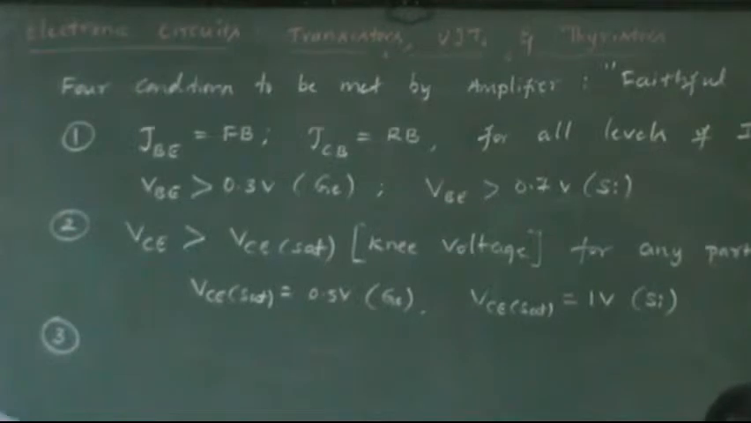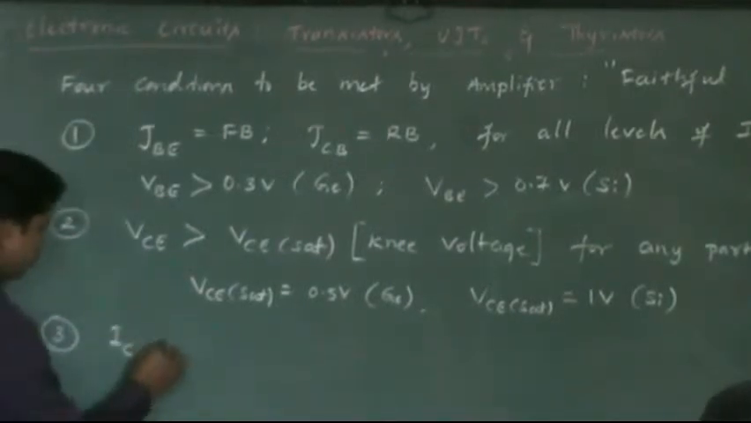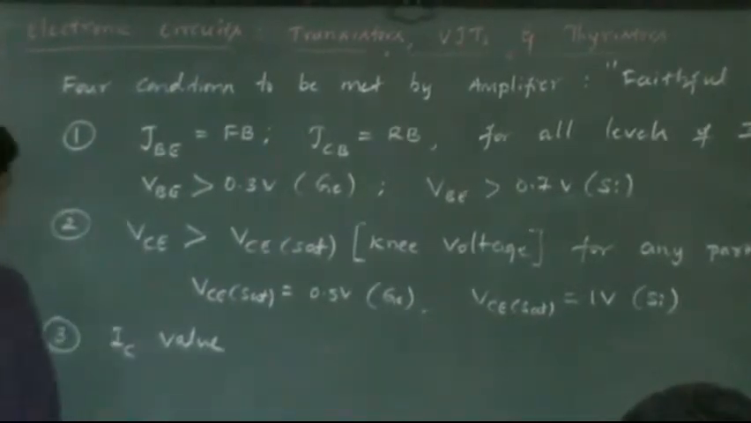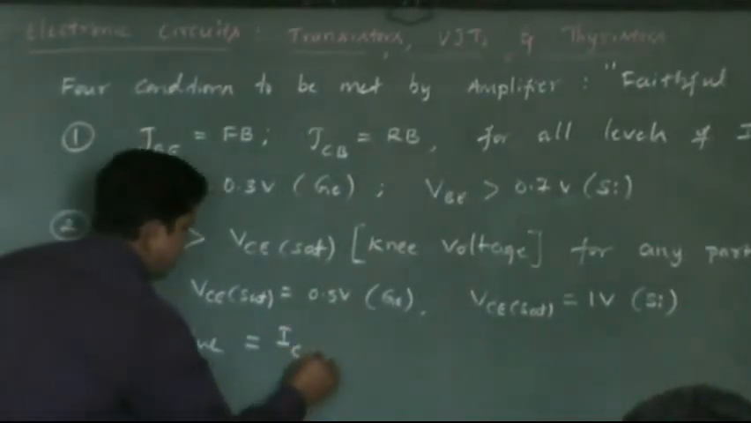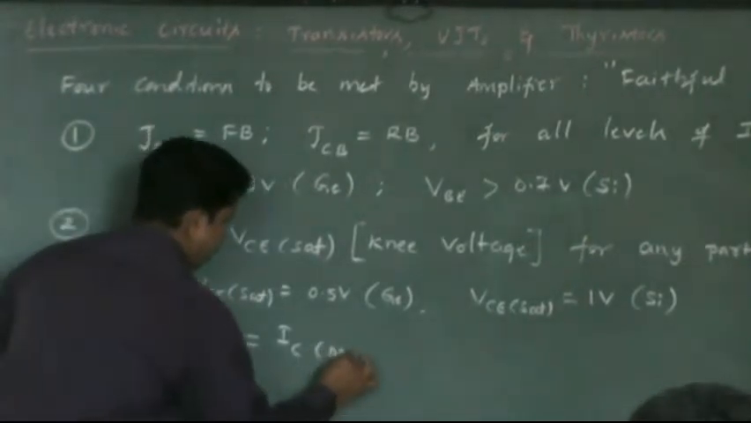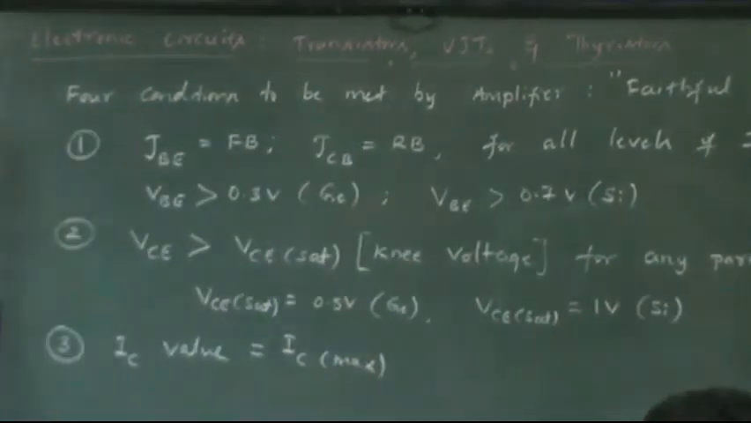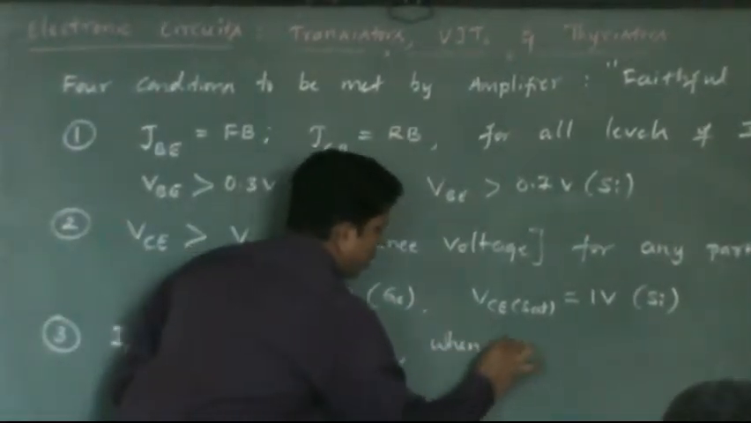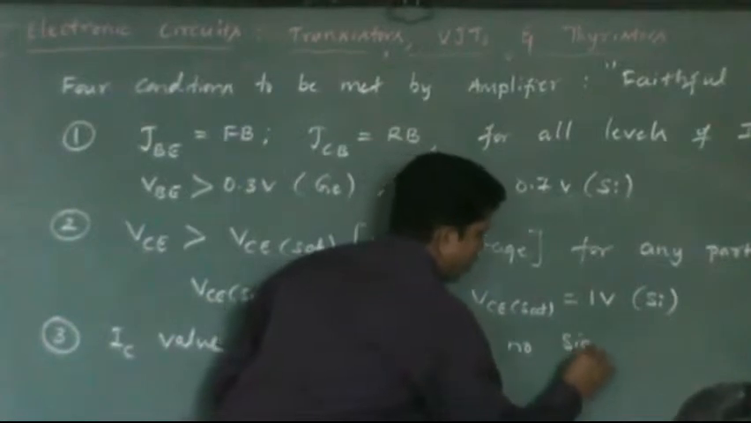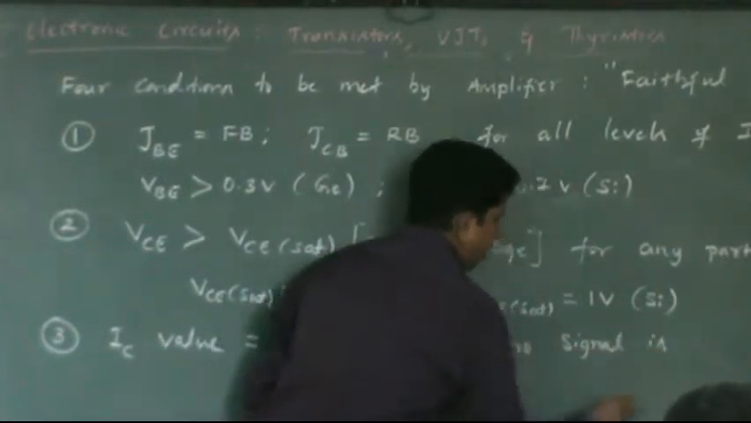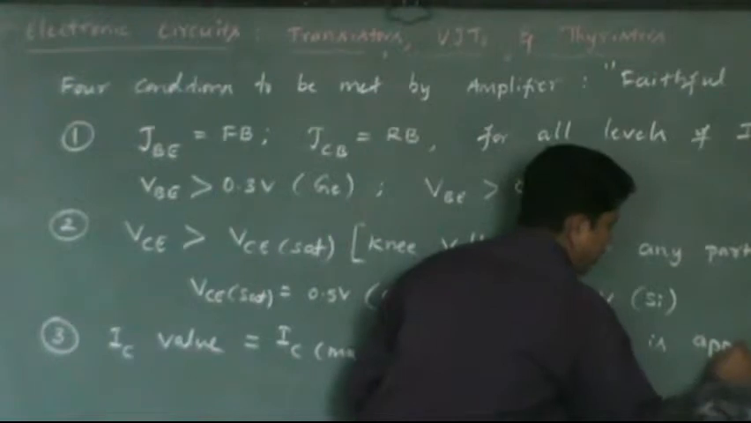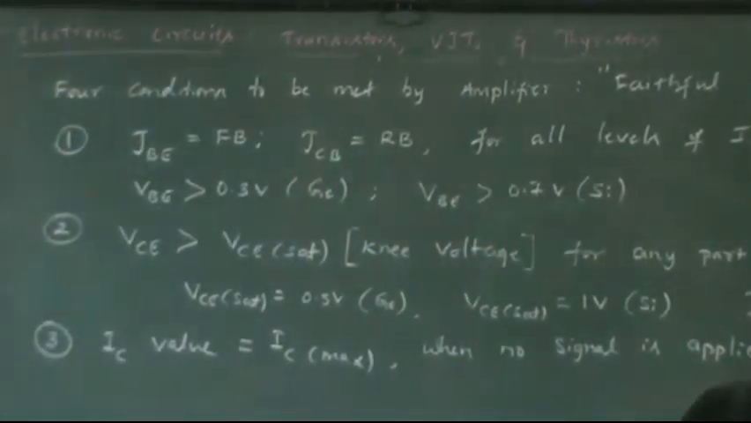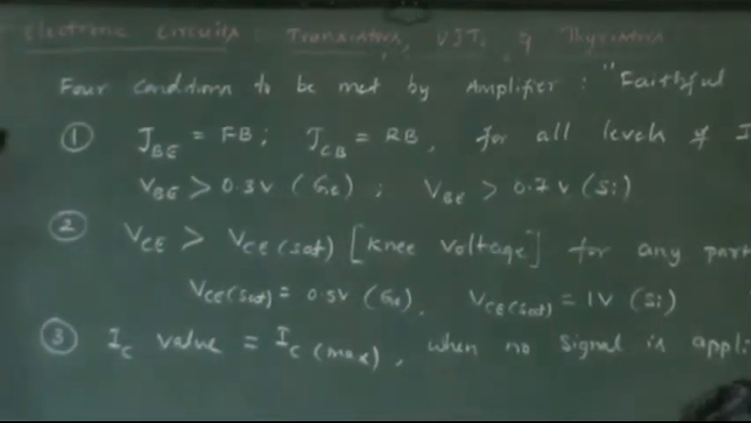Okay. The third condition is going to be the IC value. IC means the collector current value must be equal to IC, the maximum IC under the no signal condition, okay, you can say here when no signal is applied. That means when there is no input signal. That's the meaning here. That's the third condition. So understand this third condition?